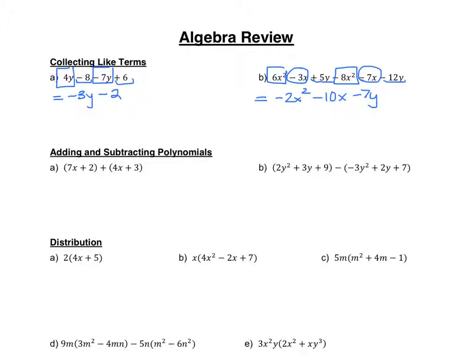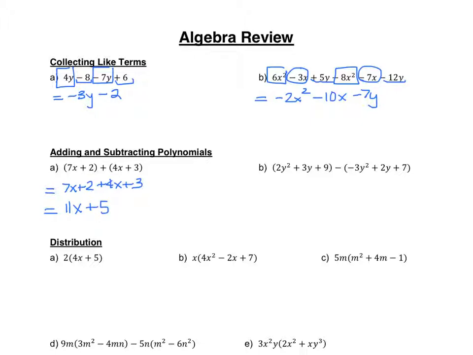Moving on to adding and subtracting polynomials. When you're adding polynomials, the brackets really are not significant. So I could rewrite this question just without the brackets and it would be exactly the same thing. Okay, so really all we're doing there is grouping our like terms together. So 7x plus 4x is 11x and 2 plus 3 is 5.